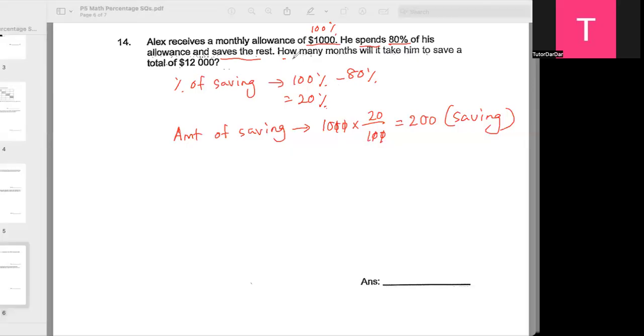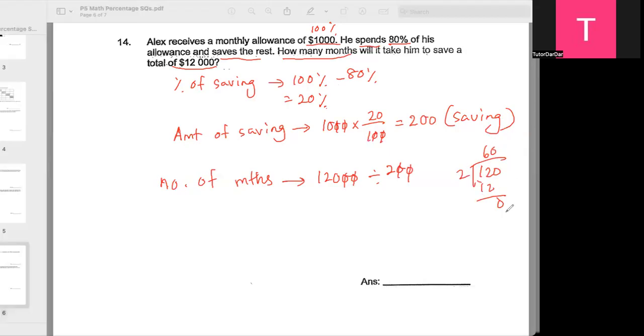Now, they want to know how many months will it take him to save a total of $12,000. So if you want to find the number of months, what you are going to do is 12,000 divided by 200. Okay, so this 0 cancel, this 0 cancel. You are left with 120 divided by 2, which will give you 60. So he needs to take 60 months to save $12,000. So the answer is 60.